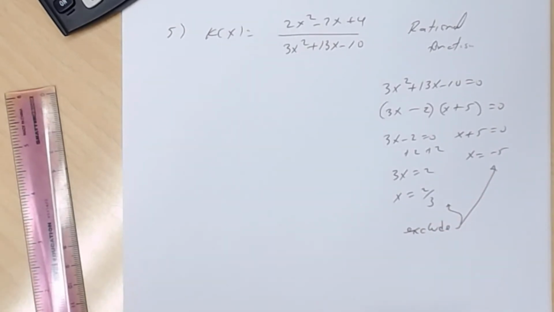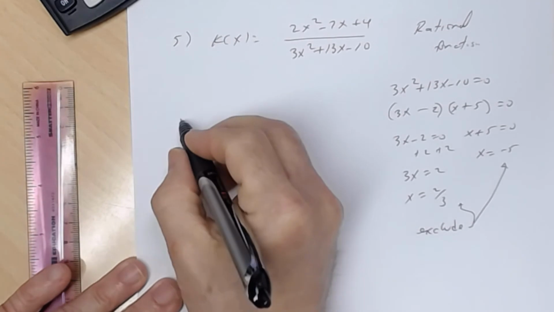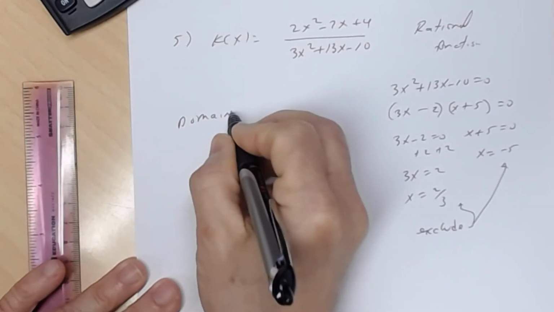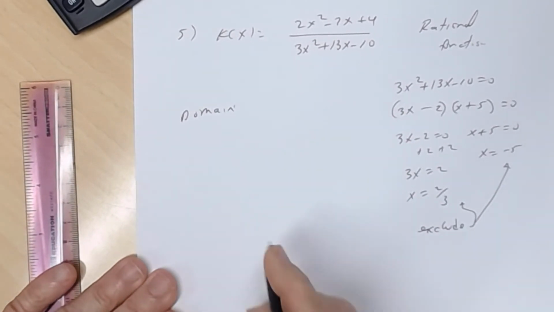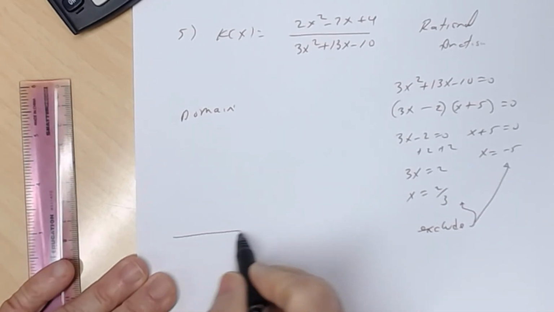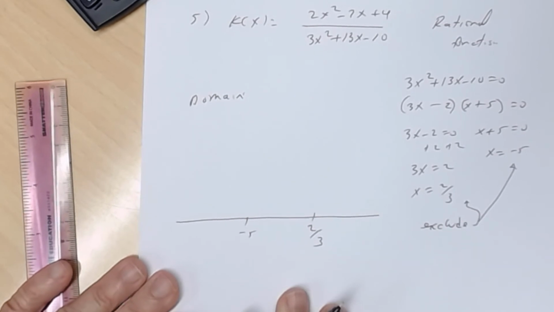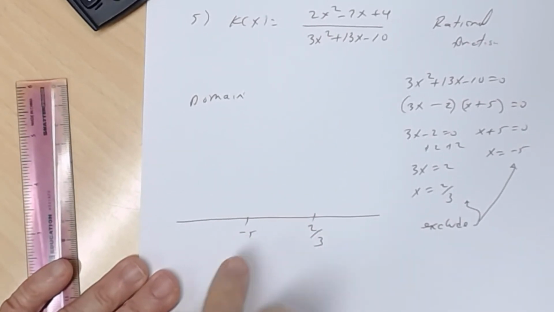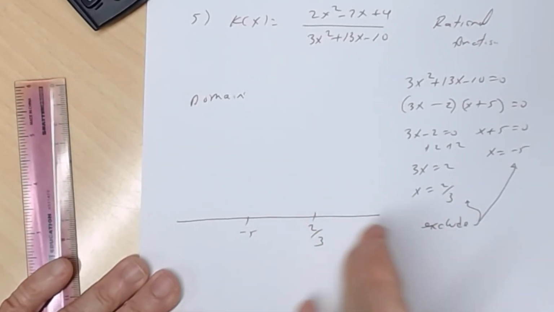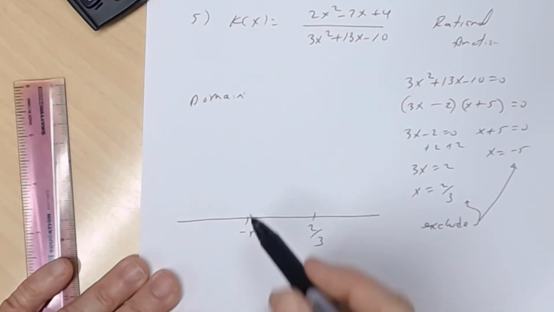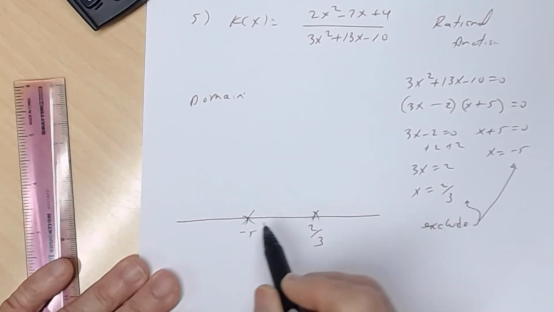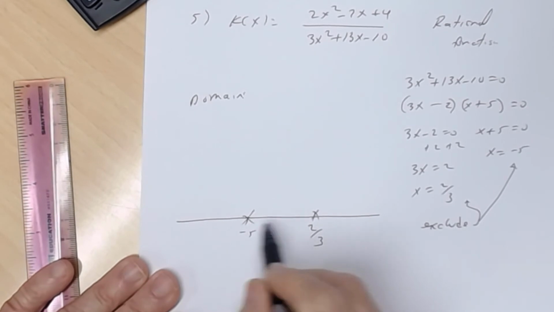2/3 and negative 5. Now remember, you want the domain in interval notation. So let's put these two numbers on the number line. So I have negative 5, 2/3, just like this. But remember, you always put the larger one on this side, the smaller one on that side. And then I'm going to cross them out to remind myself that I need to not use those.